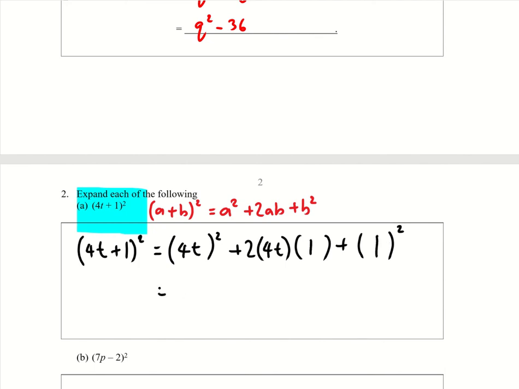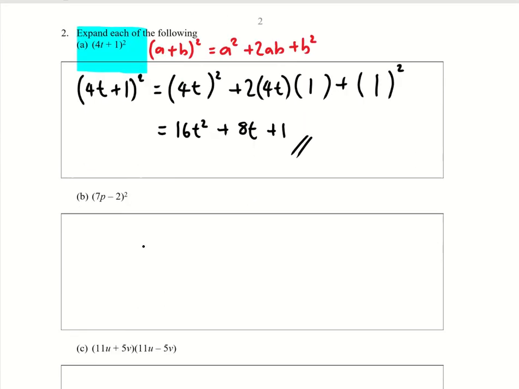So expanding them, I will have 40t square, which is 1600t square. So you must square both the number and the alphabet, plus 2 times 40t is 80t, 80t times 1 is 80t. So 80t plus 1 square, so plus 1. And I am done over here. Take a few seconds to take a look at this. Now let's take a look at the second one.